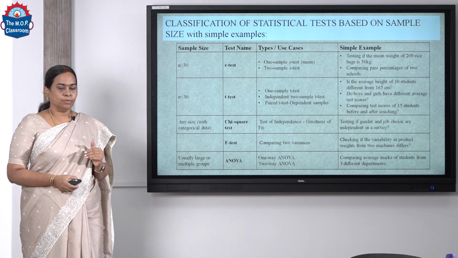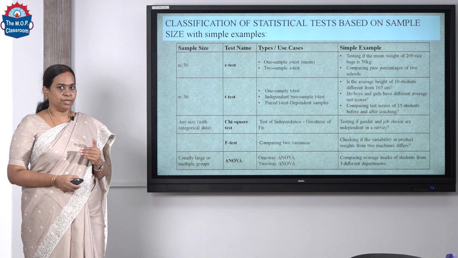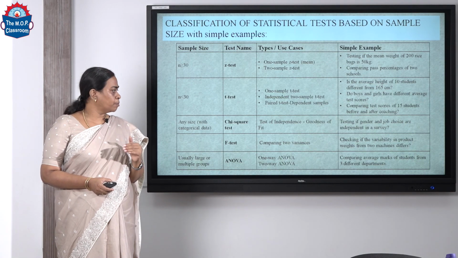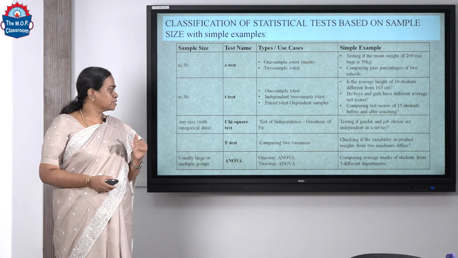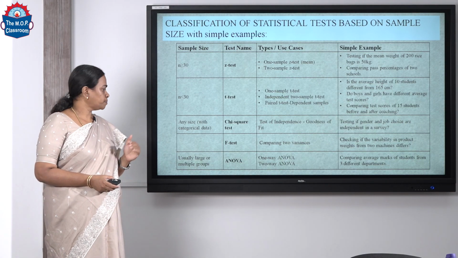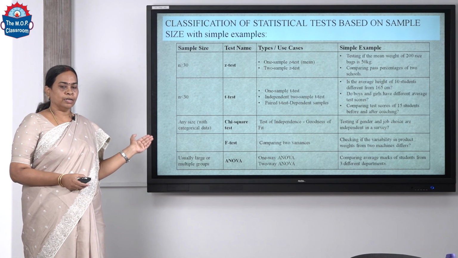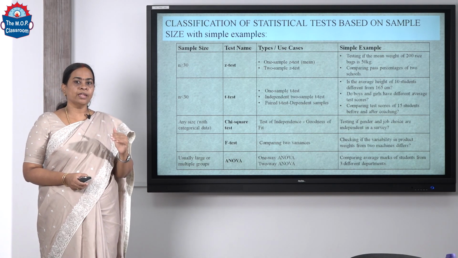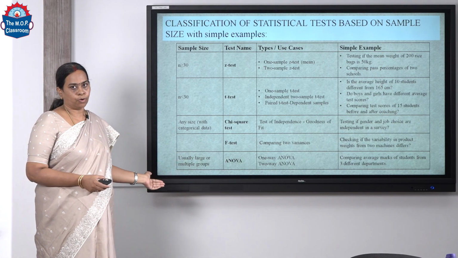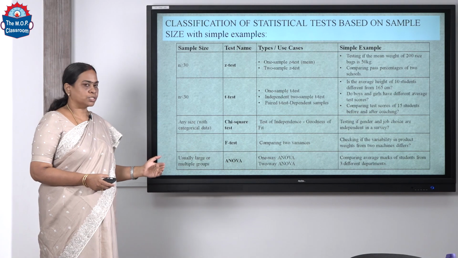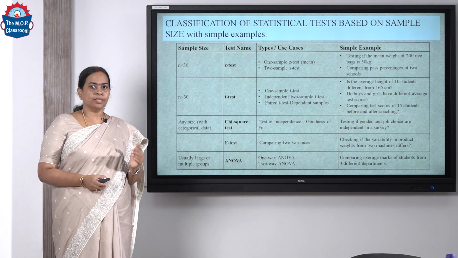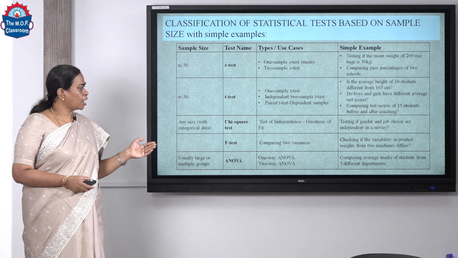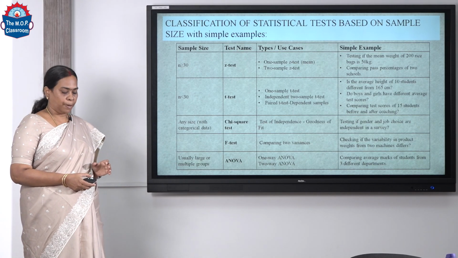Then the F test. If we want to compare the variability, then you have to go for the F test. The example I have given: checking if the variability in product weights from two machines differs or not. Then next is ANOVA, where we are applying this ANOVA. If you want to compare more than two groups, then you have to go for ANOVA. Here two classifications are there, one-way ANOVA and two-way ANOVA. I have given an example comparing average marks of students from three different departments.